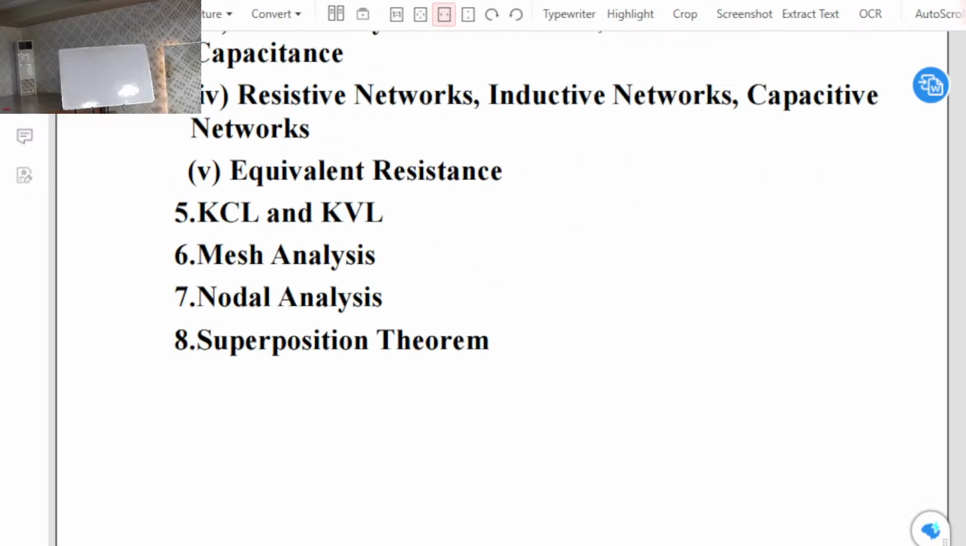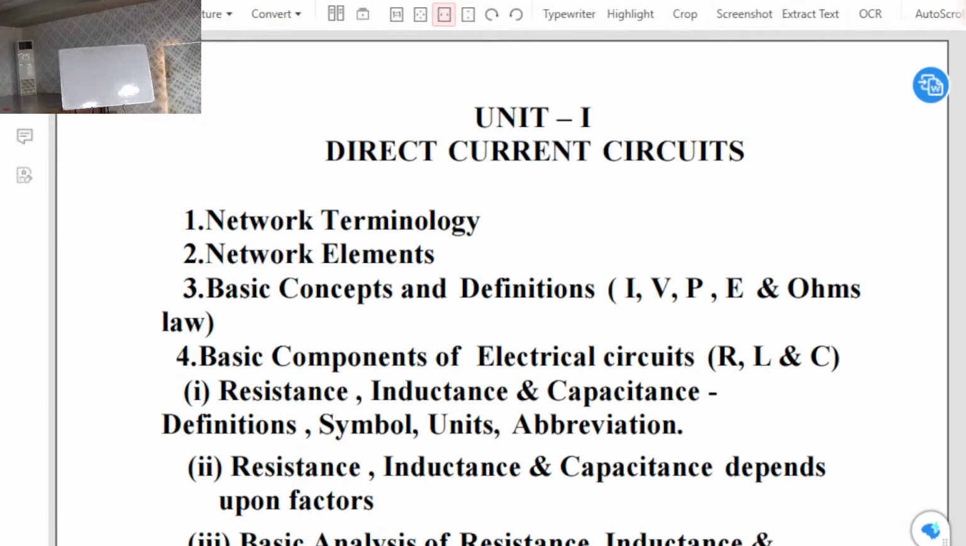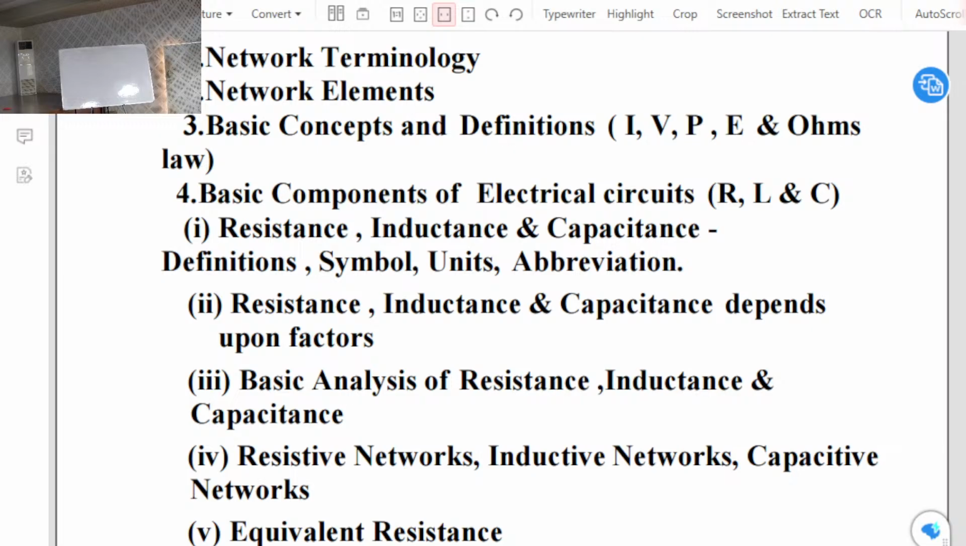Next, part 2, factors. On what factors does resistance depend? On what factors does inductance depend? On what factors does capacitance depend? Part 3, basic analysis, mathematical form. I need the formulas. If I get the formulas, it is very easy to analyze the circuits. I'm not saying that we should not have theory, but formulas make it easy to analyze the circuits: resistance, inductance, capacitance.